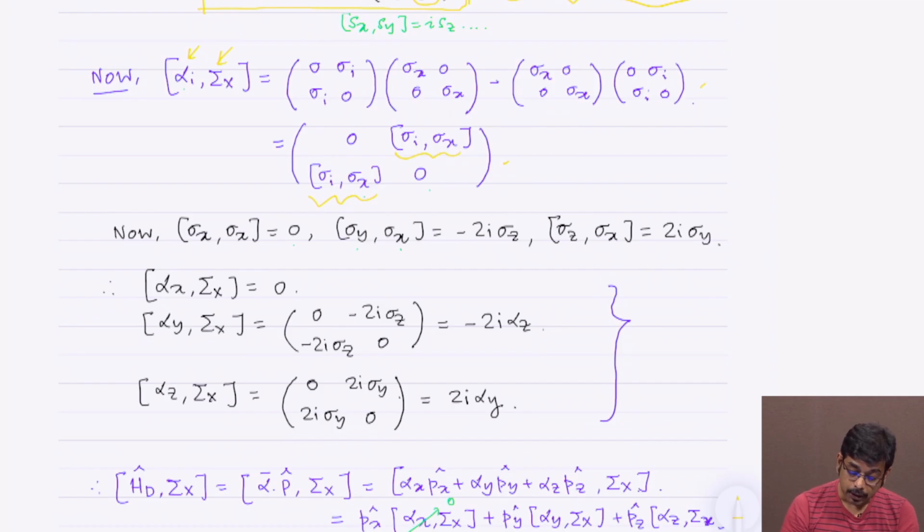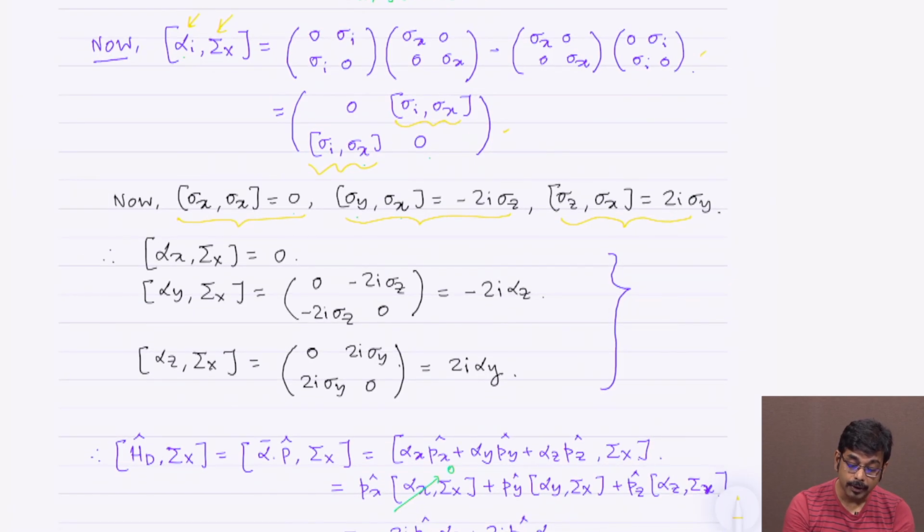Now, we also recall that the commutator of sigma_x with itself equals 0, whereas [sigma_y, sigma_x] is minus 2i sigma_z, and [sigma_z, sigma_x] is 2i sigma_y. Therefore, it is very evident that if I take all these 3 different components of alpha_i, which are alpha_x, alpha_y and alpha_z, then for alpha_x with Sigma_x, this will involve the commutation of sigma_x and sigma_x, which is identically 0. Alpha_y with Sigma_x will be 0 minus 2i sigma_z, minus 2i sigma_z 0, which is nothing but, if you take minus 2i common, 0 sigma_z, sigma_z 0, and that is nothing but alpha_z.